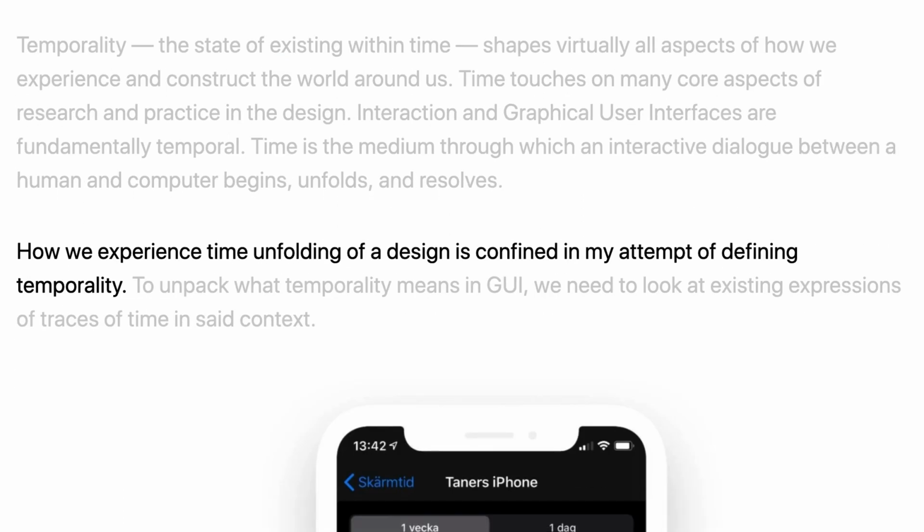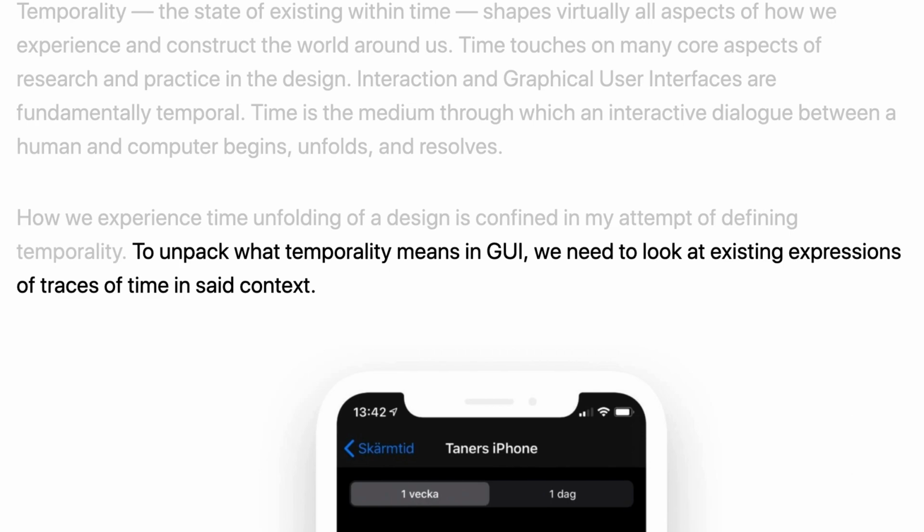How we experience time unfolding in a design is confined in my attempt at defining temporality. To unpack what temporality means in GUI, we need to look at existing expressions of traces of time in said context.